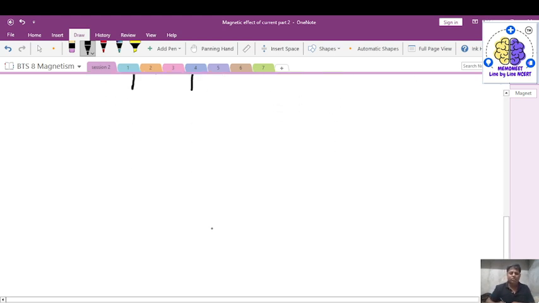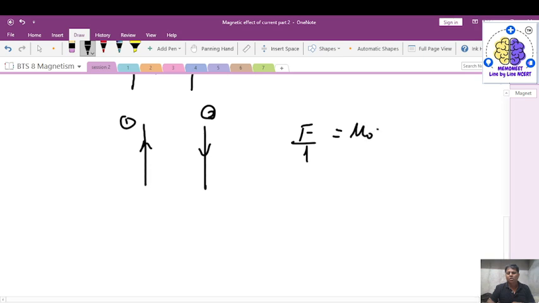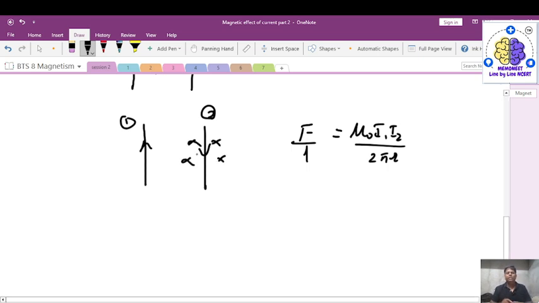Now coming to a different case, when two conductors have the current in the opposite direction. Suppose in conductor 1, the current is flowing in the upward direction, and in conductor 2, the current is flowing in the downward direction. Again, the magnitude of the force will be F by L equals mu naught I1 I2 upon 2 pi R. But if we talk about the direction, because of the first conductor, the magnetic field experienced by the second conductor will again be in the inward direction, right?